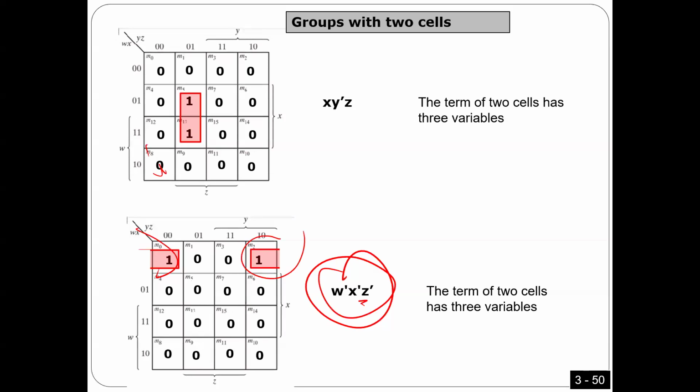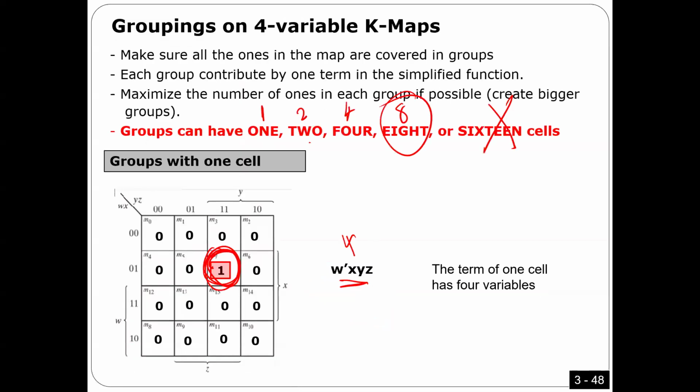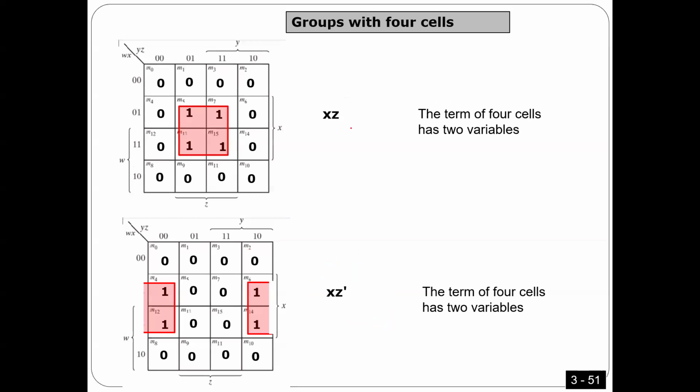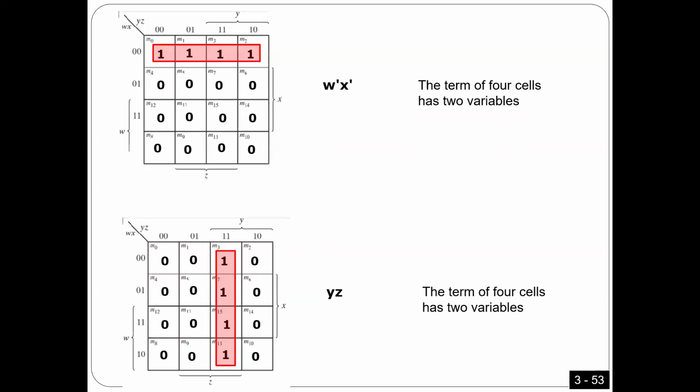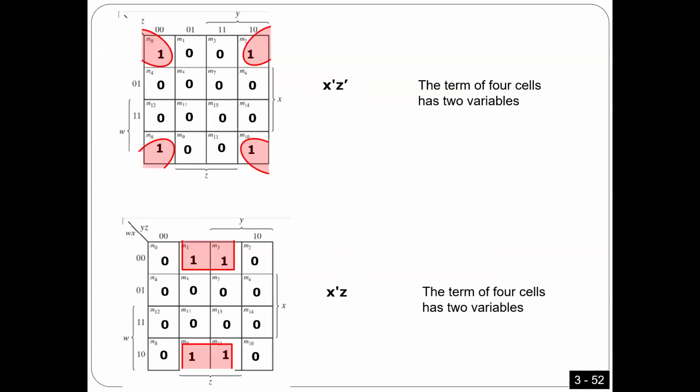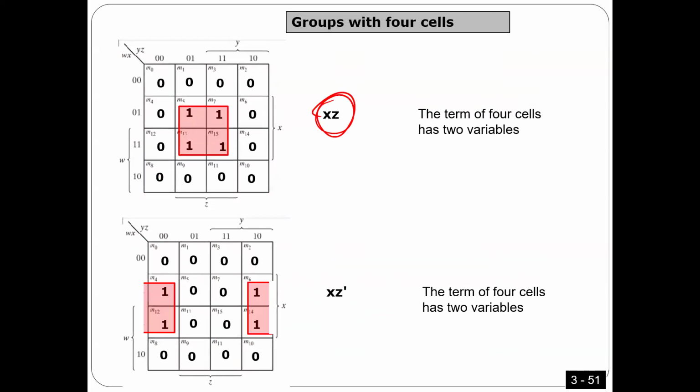Any question before I move to group of 4? So let me make it easy. If you have group of one, the term is going to have 4 variables. If you have group of 2, the term should have 3 variables. If you have group of 4, the term has to have two variables. If you have group of 8, it should have only 1 variable. So anyway, let's go to group of 4.